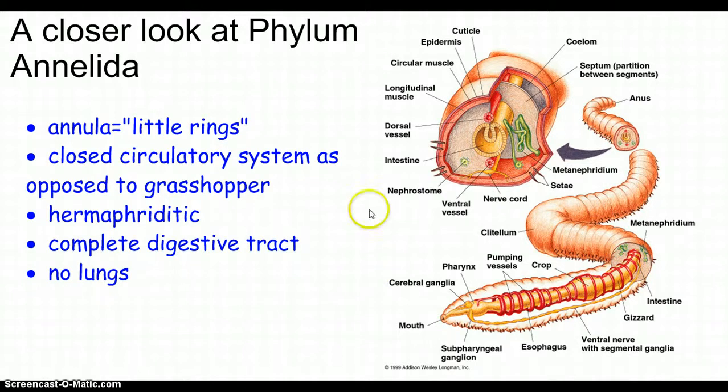So they're hermaphroditic. They have a complete digestive tract, which means mouth and anus in a tube that goes all the way through. And they don't have any lungs. So what they have to do is breathe through their skin. And that's why when the ground is very wet, earthworms tend to rise, because they don't want to drown, because they do use their skin for breathing.